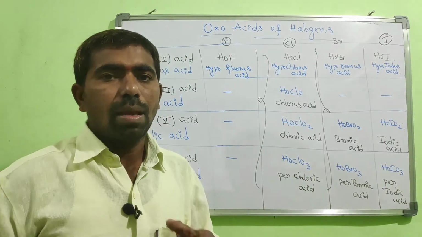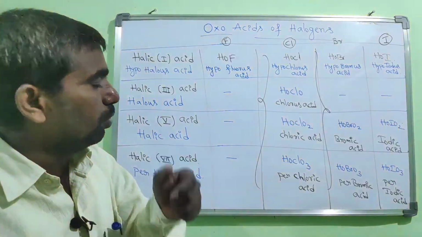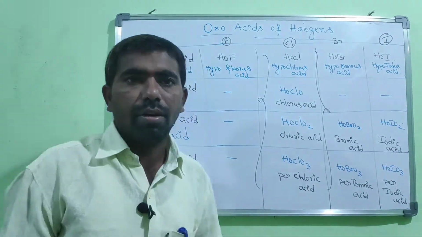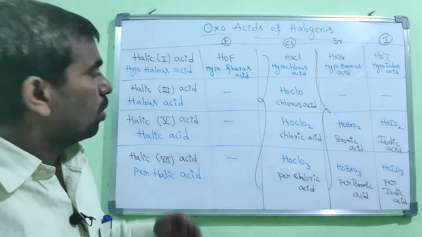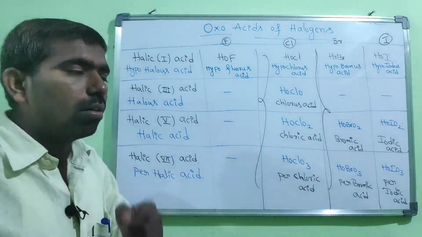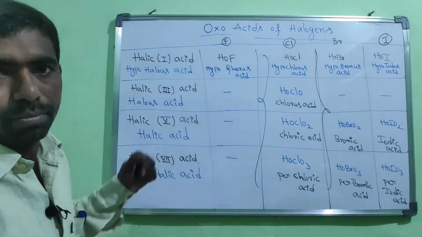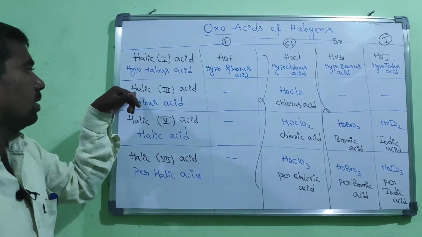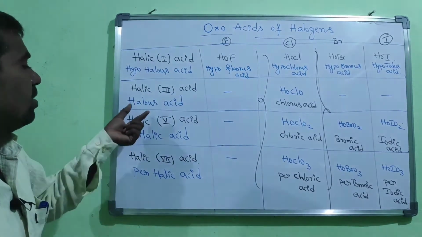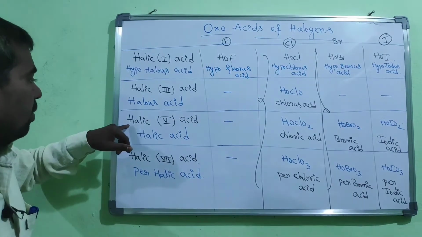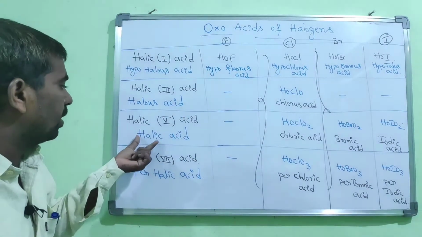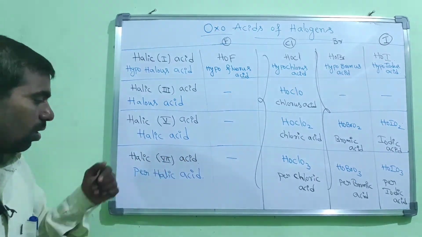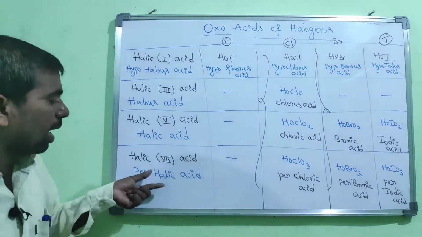In this class, I am going to introduce one of the topics for you, that is Oxo Acids of Halogens. Halogens with oxygen form four types of oxo acids. They are halic(I) acid, whose other name is hypohalous acid. Next is halic(III) acid, also called halous acid. Next, halic(V) acid, also called halic acid. Another is halic(VII) acid, the last one, also called perhalic acid.